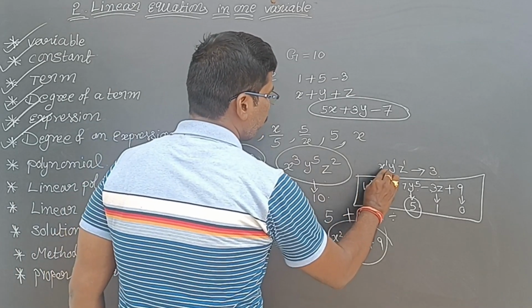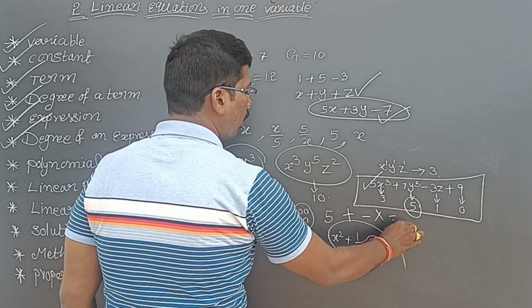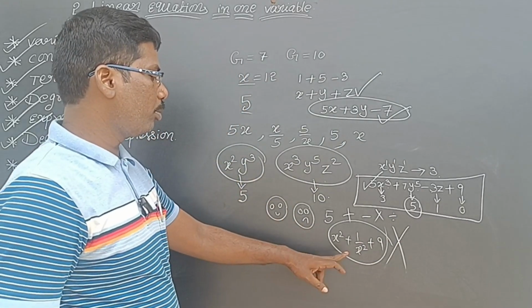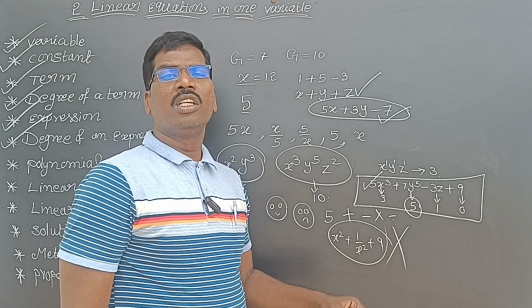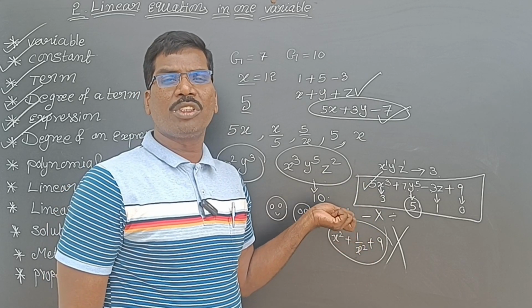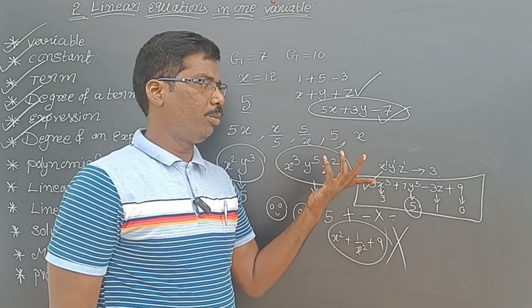Now see, this is a polynomial, this is a polynomial, this is a polynomial, this is not a polynomial. Why is this not a polynomial? Because this is x to the power of minus 2, which means the degree is negative. One term is having a negative degree, so it is not a polynomial.